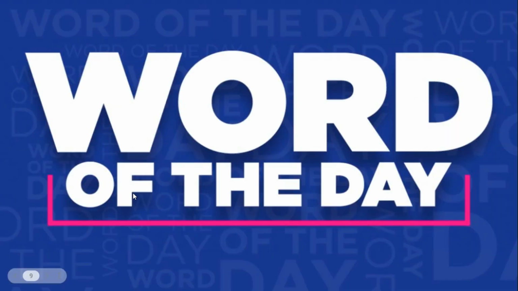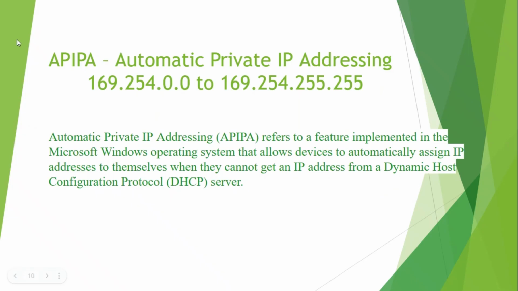Word of the day: APIPA, automatic private IP address. If you see an IP address from 169.254.0.0 all the way to 169.254.255.255, you have an automatic private IP address. And what exactly is that? It refers to a feature implemented in the Microsoft Windows operating system that allows devices to automatically assign IP addresses to themselves when they cannot get an IP address from a Dynamic Host Configuration Protocol, DHCP server.